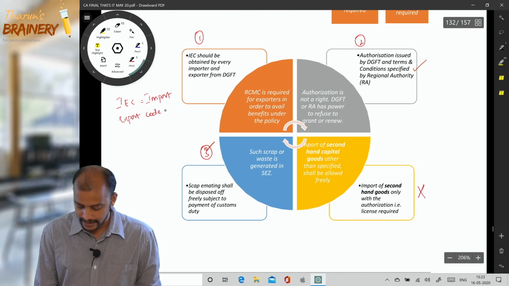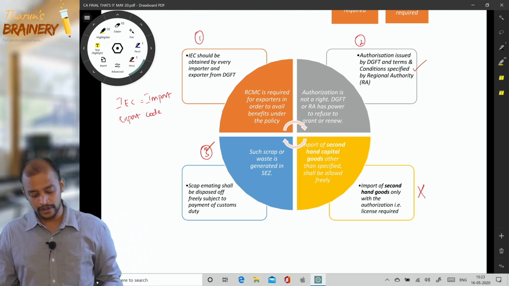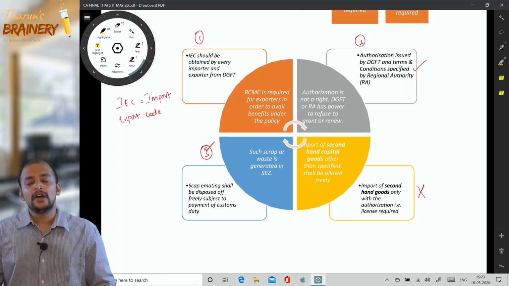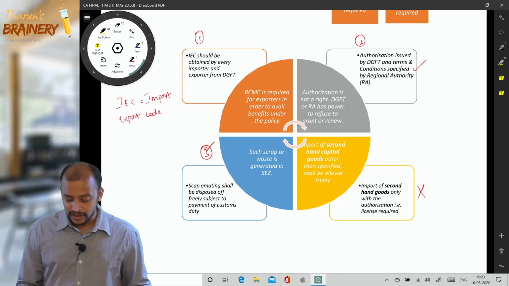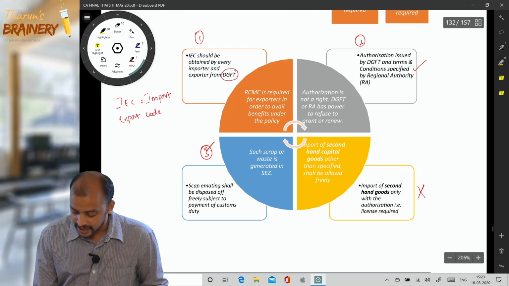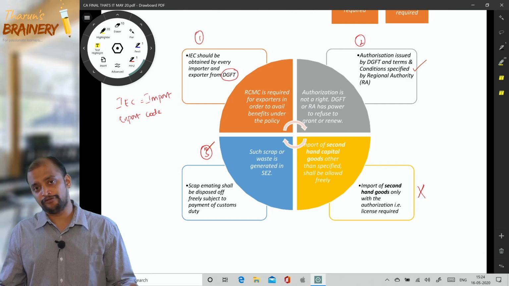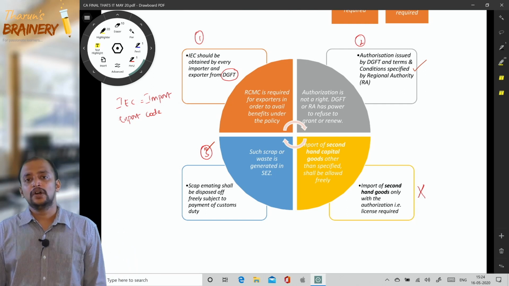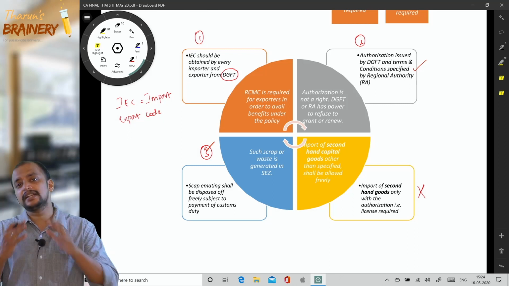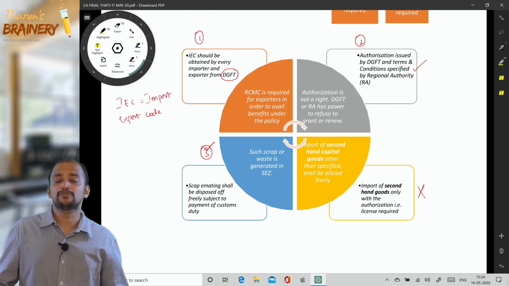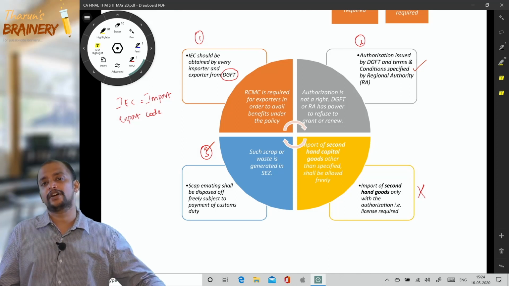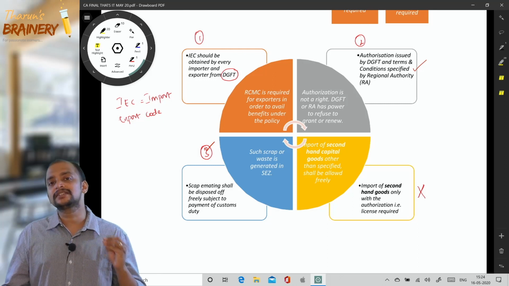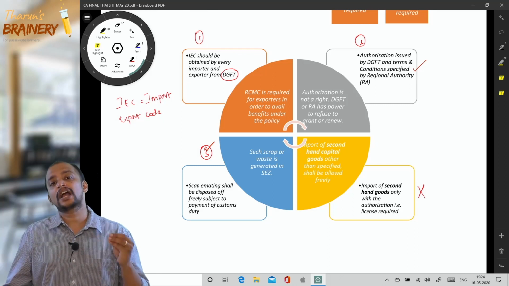IEC refers to Import Export Code. That IEC should be obtained by every person who wants to import and export, and that will be given by DGFT, the Directorate General of Foreign Trade. In the same way, if there is an exporter who wants to enjoy some incentives under foreign trade policy, such an exporter should get registered in an Export Promotion Council.